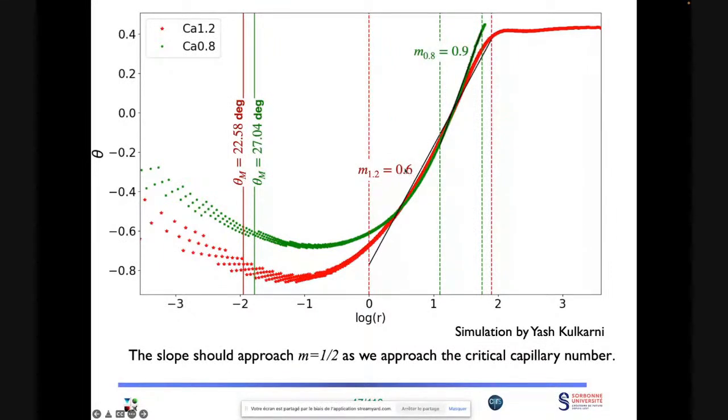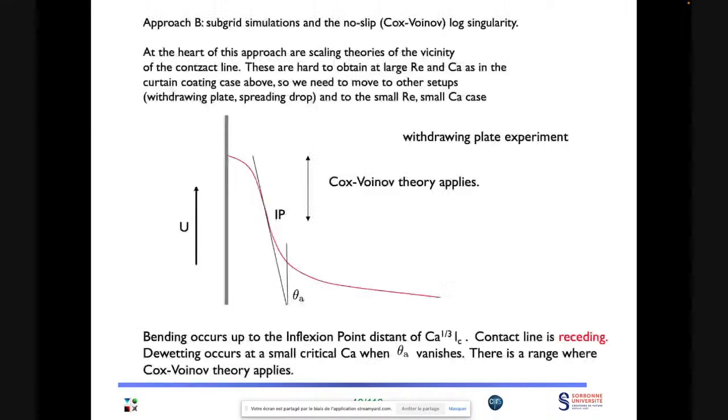So we have m equals 0.6 for the largest capillary number. So we think we can understand the scaling and the possible extrapolations soon. These were all resolved simulations where we had lots and lots of points inside the slip length. How could we do subgrid simulations and investigate the singularity that arises in the no slip case?